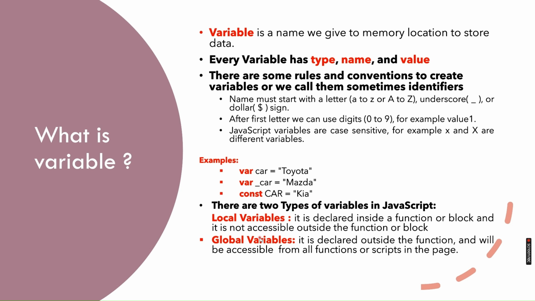Now there are two types of variables in JavaScript: local variables and global variables. A local variable is declared inside a function, a block of code, or under classes, and it is not accessible outside the function or block. If you try to access it outside the curly bracket, for example outside the function, it will throw an error. A global variable is declared outside the function and will be accessible from all functions or scripts in the page.